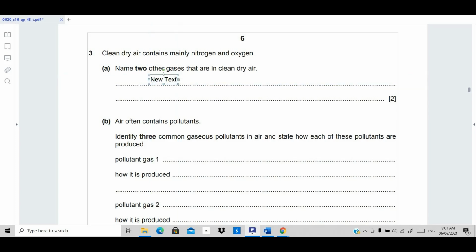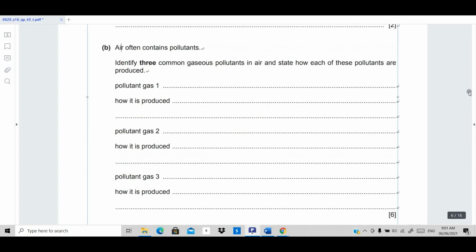Okay, argon and carbon dioxide, CO2. B part, air often contains pollutants. Identify three common gaseous pollutants in air and state how each of these pollutants are produced.